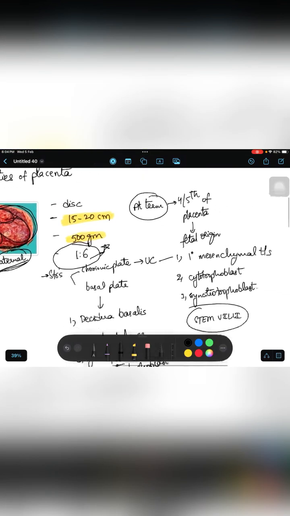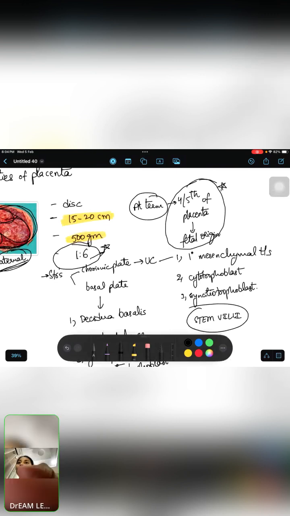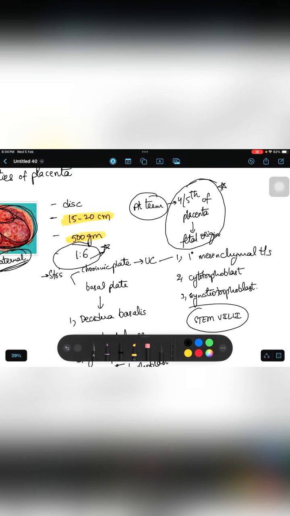So what happens at term? At term, 4/5 of the placenta will be of fetal origin. Previously it would be of maternal origin, but as the gestational age progresses, at term 4/5 of the placenta is of fetal origin.